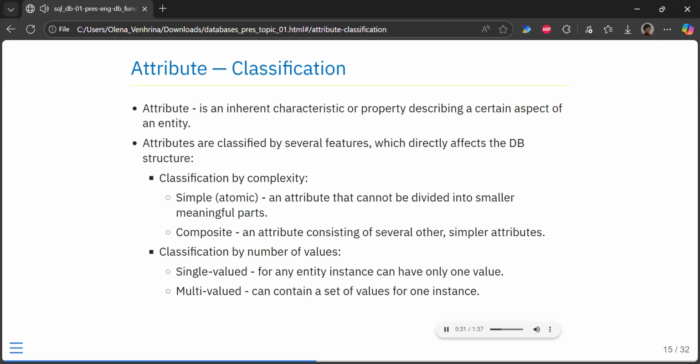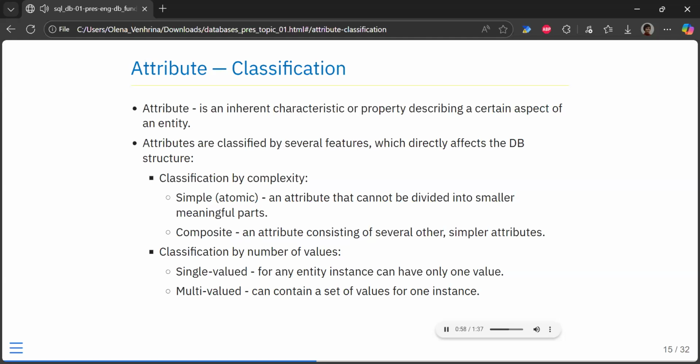First, by complexity. An attribute can be simple or atomic, meaning it cannot be divided further. For example, date of birth is a single whole, or it can be composite. A classic example is address. Address is actually not one field. It is a composition of street, city, and postal code. In design, we almost always break composite attributes into simple ones.